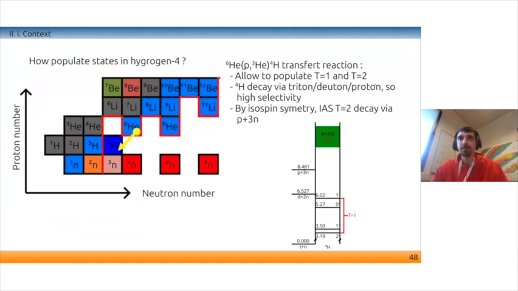states in hydrogen 4. And as hydrogen 4 decays via triton, deuteron, and proton, this is a really highly selective reaction. Also, by isospin symmetry, the isobaric analog state has to decay via proton plus 3 neutrons.